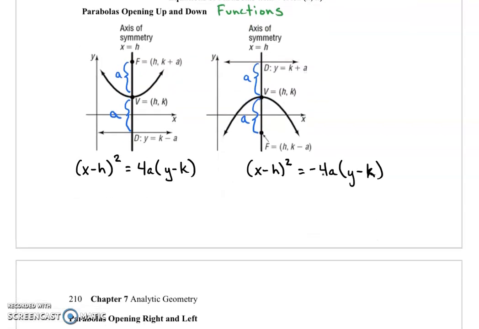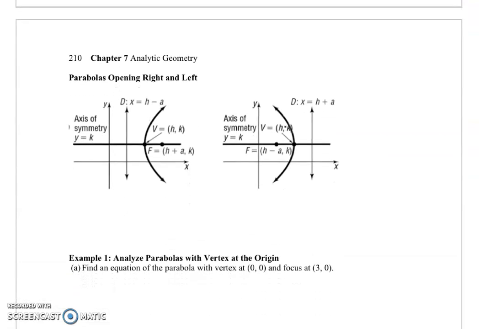What happens if they open right and left? This is new. We didn't have these before when we were talking about parabolas. These, of course, are not functions because they fail the vertical line test. Their equations are similar to the other ones, but the x's and the y's are reversed. So this time we have y minus k squared equals 4a times x minus h. That's if it opens to the right.